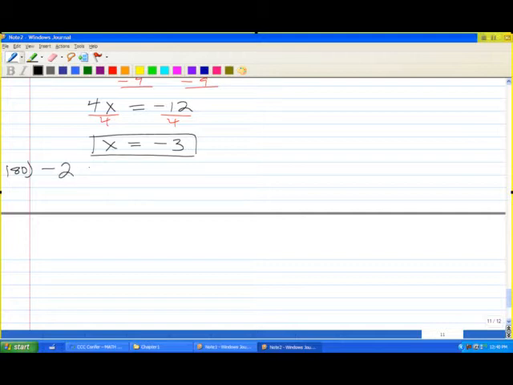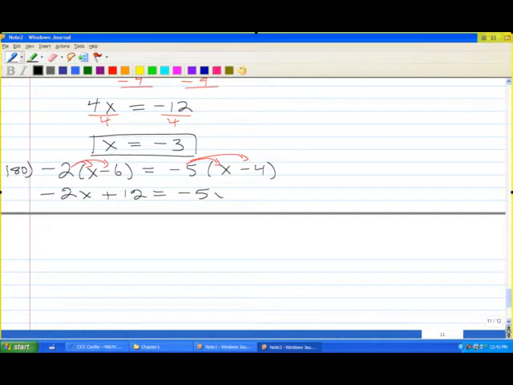Negative 2x minus 6 equals negative 5x minus 4. So let me multiply the negative 2 inside the parentheses, negative 5 inside the parentheses. So I get a negative 2x. Negative and negative become a positive 12 equals negative 5 times x, negative 5x. Negative times negative becomes a positive 20.